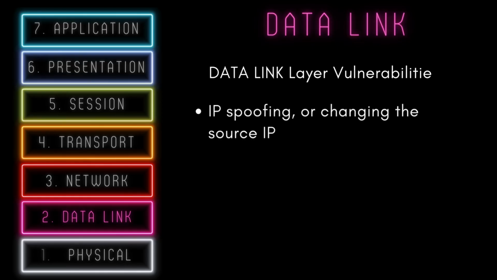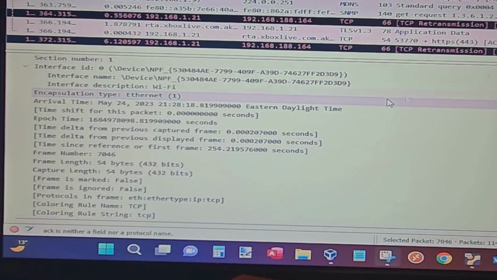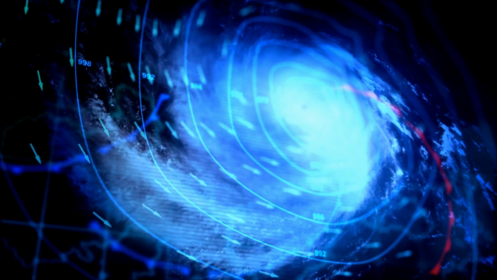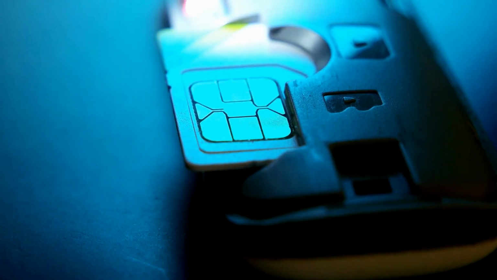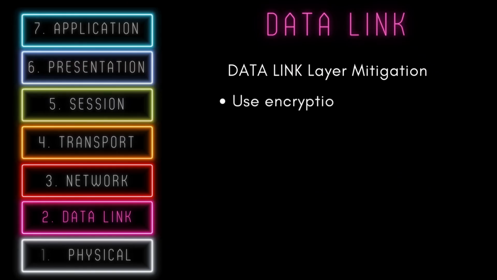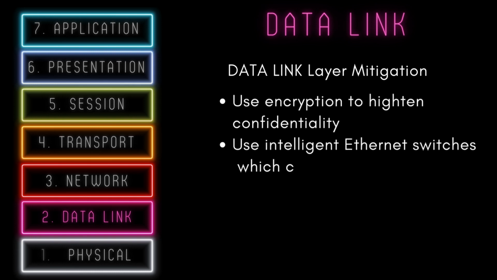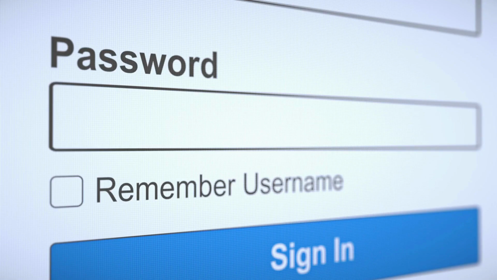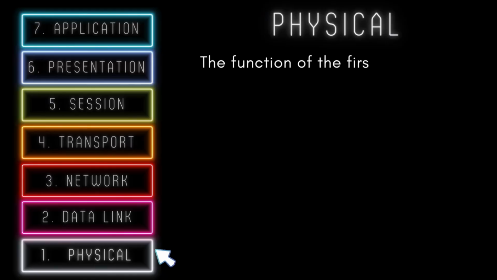The data link layer experiences the following vulnerabilities: IP spoofing, IP sniffing, broadcast storms, insecure virtual LANs and VLANs, and misconfigured NIC cards. The data link layer action for safety is to use encryption to heighten confidentiality. In addition, use intelligent Ethernet switches which connect a physical port to a specific MAC address.